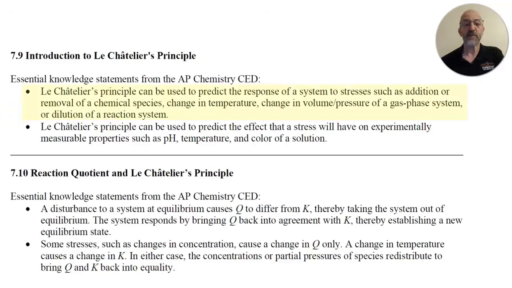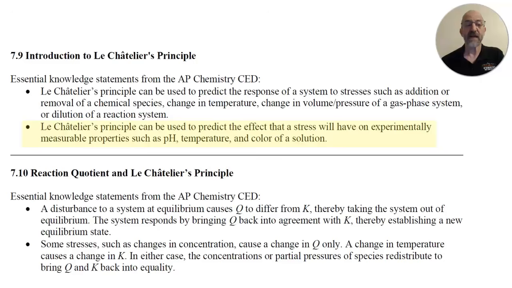Le Chatelier's Principle can be used to predict the response of a system to stresses such as addition or removal of a chemical species, change in temperature, change in volume or pressure of a gas phase system, or dilution of a reaction system. Le Chatelier's principle can be used to predict the effect that a stress will have on experimentally measurable properties such as pH, temperature, and color of a solution.